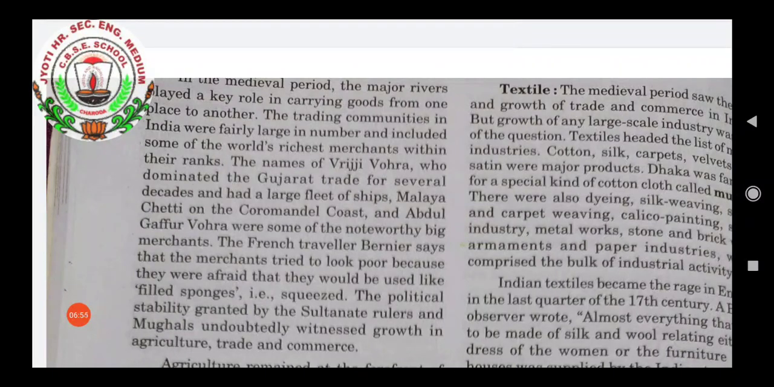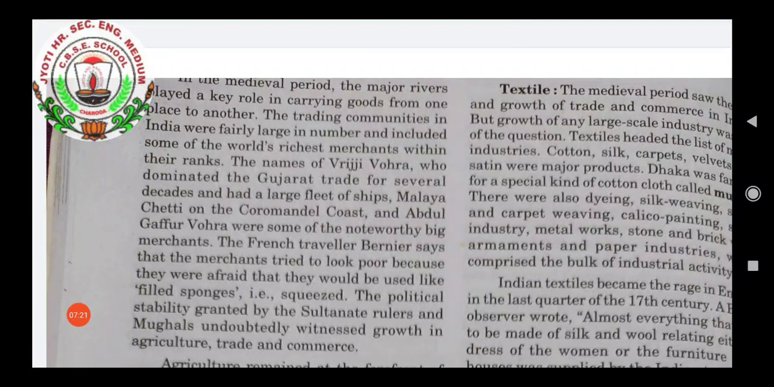Now during this trade and commerce, do you know which element played a very vital role? Yes, the major rivers played a vital role in trade in the medieval period. Now how did they play this vital role? These rivers helped the traders to move goods from one place to another.